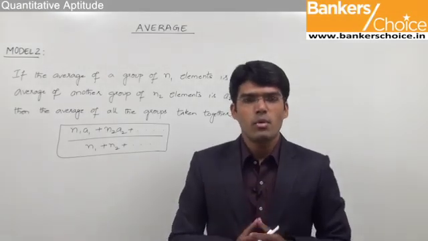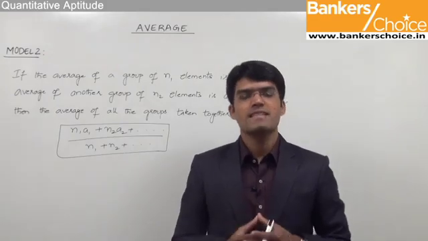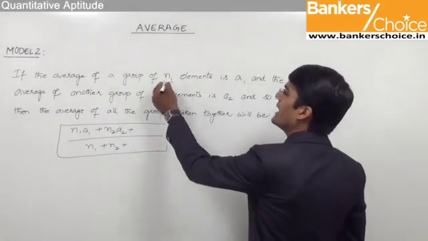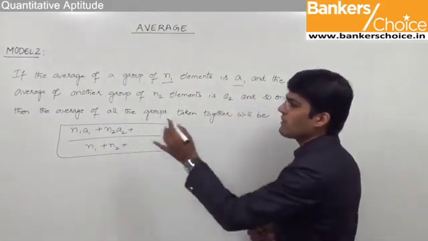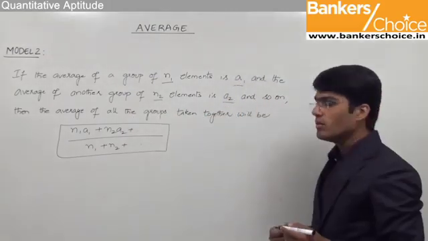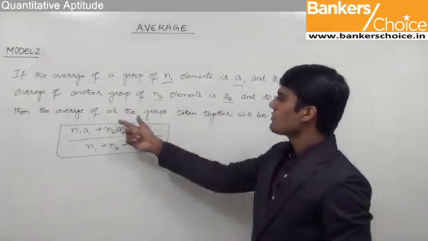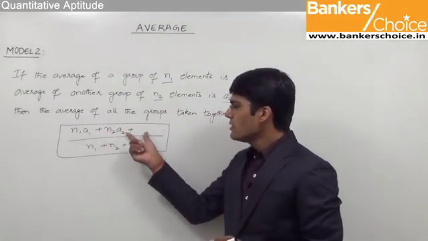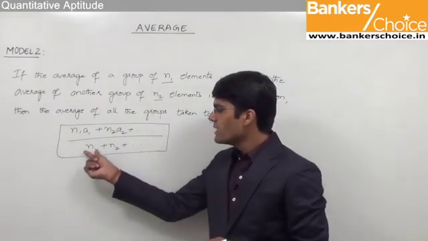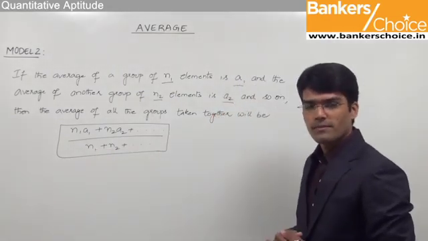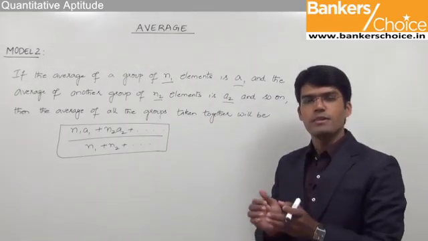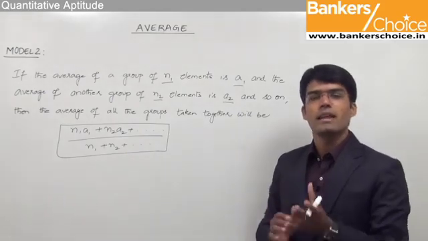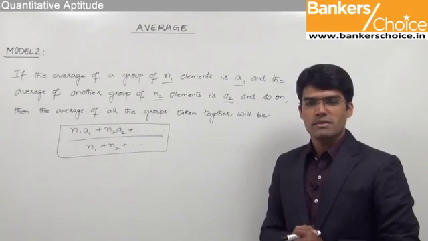Let us now understand the important concept of combined average or mixed average. The statement here is, if the average of a group of n1 elements is a1 and the average of another group of n2 elements is a2 and so on, then the average of all the groups taken together will be equal to n1a1 plus n2a2 and so on till the last product, divided by n1 plus n2 plus n3 and so on. So the idea here is, whenever two different groups are given to us, the average for both the groups together can be directly taken as n1a1 plus n2a2 divided by n1 plus n2.